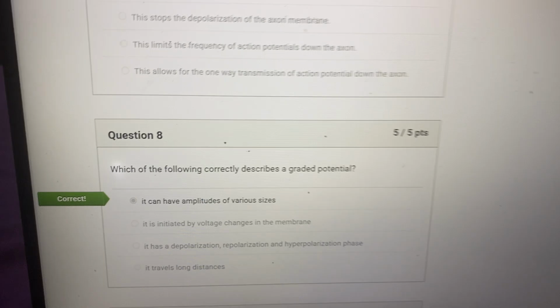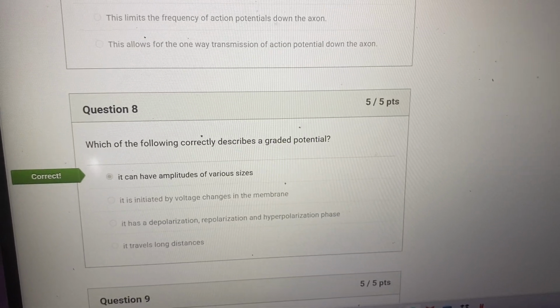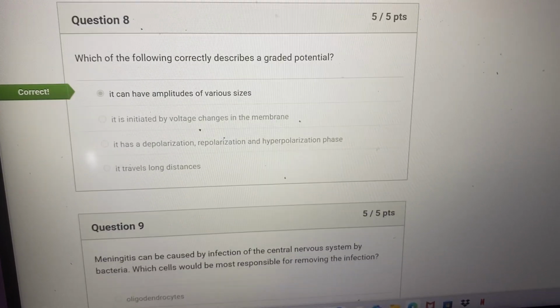Which of the following describes a graded potential? A graded potential can have amplitudes of various sizes.